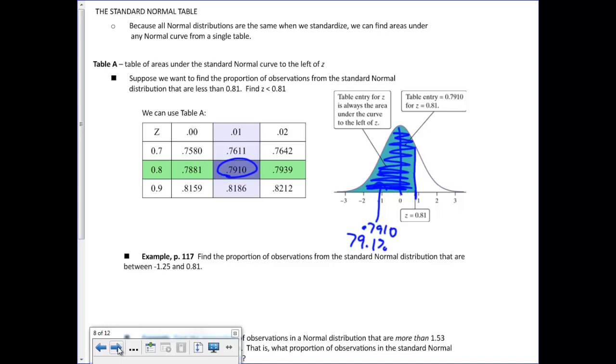So look at your table. This is a lot larger scale table. See if you can find positive 0.81 in that exact same number.